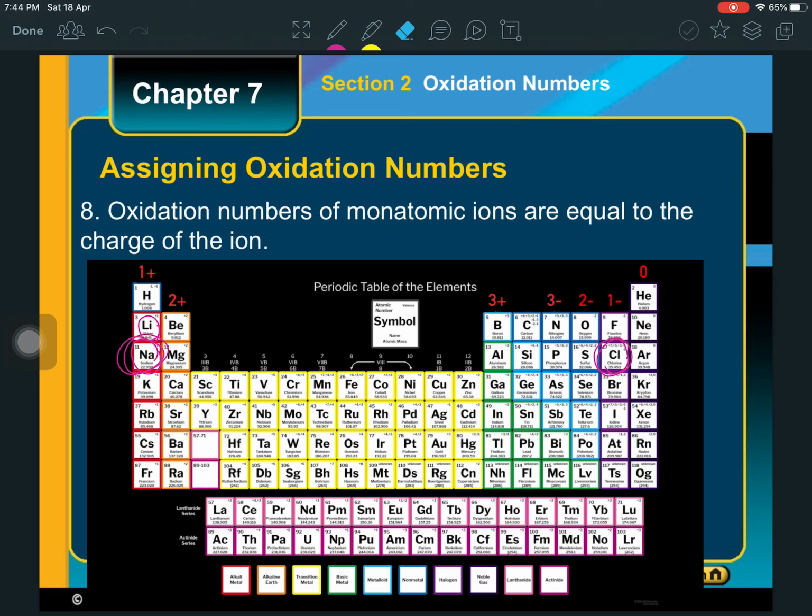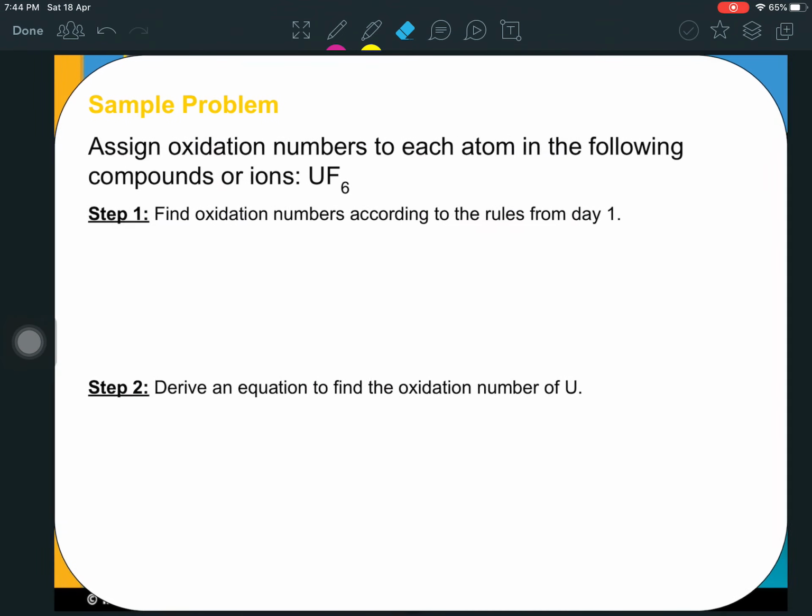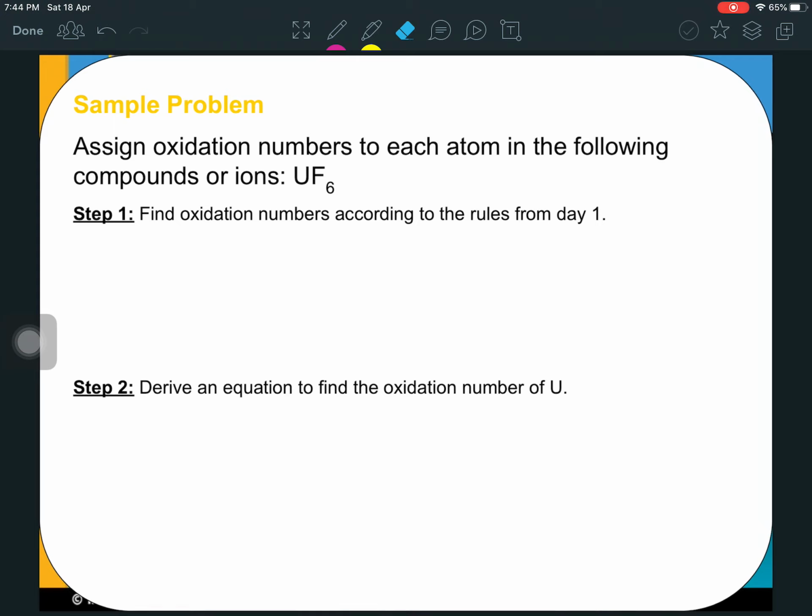Okay? So now I think it's time we should try an example of how we're actually going to be using these rules. And now, of course, you guys, if this was confusing to you, go back and watch the video, and we'll get more into it tomorrow.